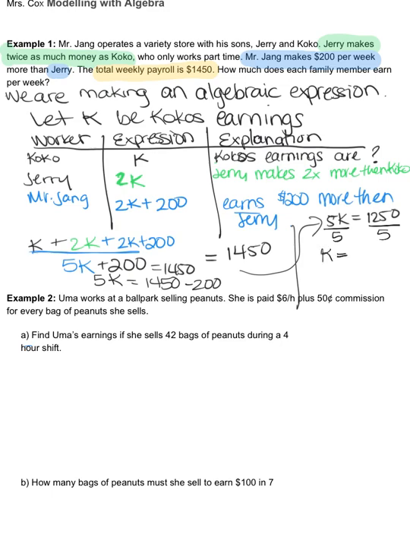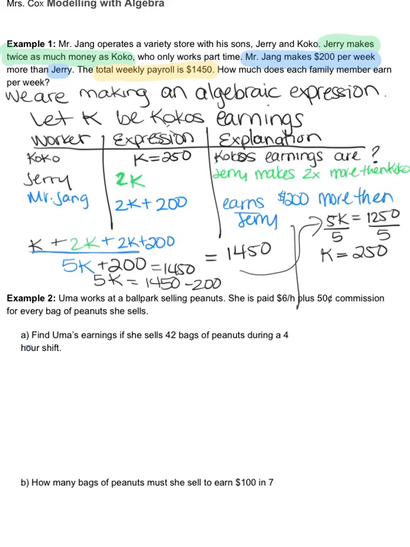And then you guys using your calculators, pull them out. We're going to do 1,250 divided by 5, which is going to equal $250. Okay, so we're almost there. So we know now that Coco, if I go back up to my table, makes $250. Okay, not very much.